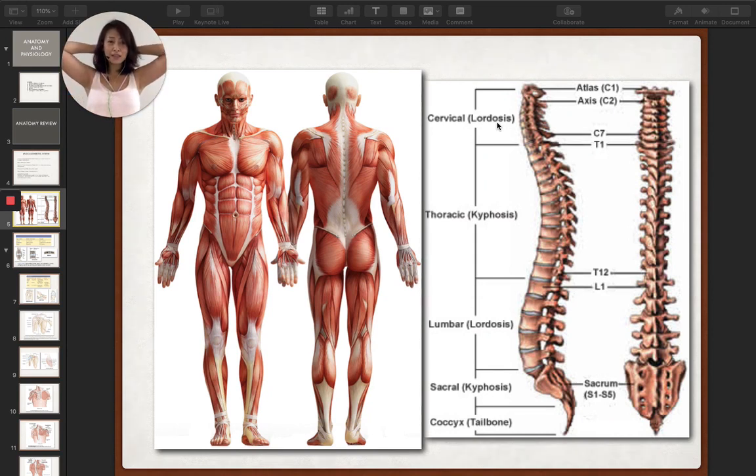And after that is C2, the axis. So the one that you feel and that helps you make the action of nodding down is C2. So C2 is the axis. It's located right here when you press your fingers under your head, as I showed you before.